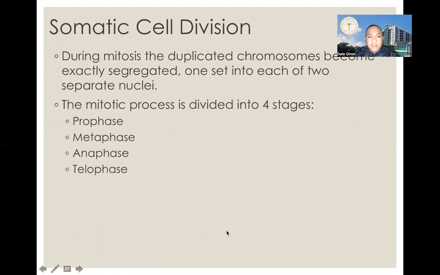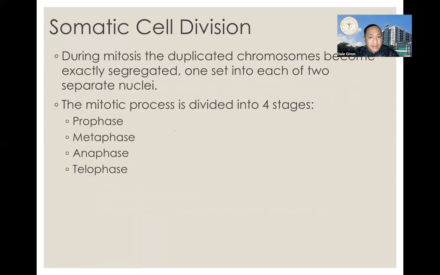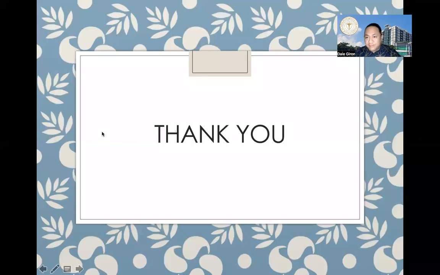All right, so during mitosis, the duplicated chromosomes become exactly segregated, one set into each of the two separate nuclei. So the whole cytoplasm, the whole nucleus is being reproduced or replicated into another two sets of each cell. Okay. In the mitotic process, it is divided into four stages: your prophase, your metaphase, anaphase, and telophase. These are actually tackled early on during your science subject, the somatic cell division. And that ends my lecture on the cell. Thank you.